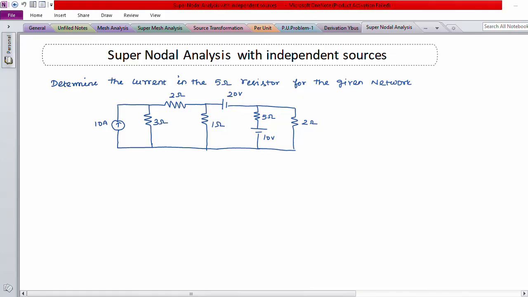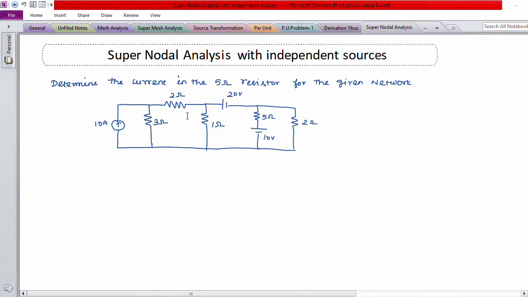Determine the current in the 5 ohm resistor for the given network. So here they have given the network with the 10 amps current source, 20 volt source and 10 volt source. Now the 20 volt source is present between two nodes. So in this given circuit we have to go for the supernodal analysis.